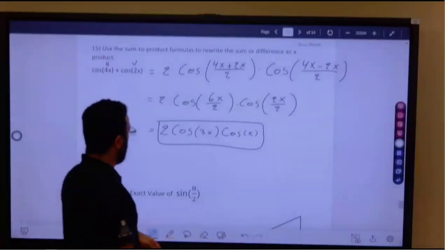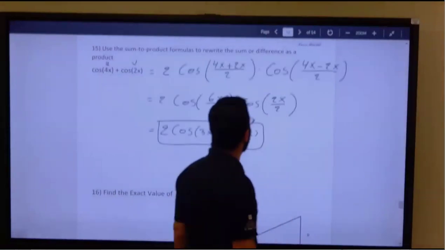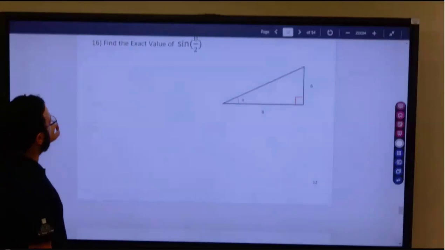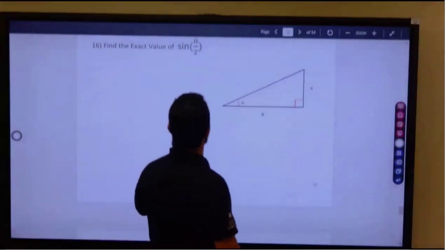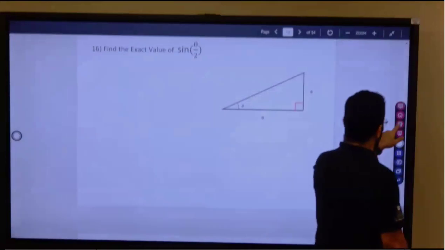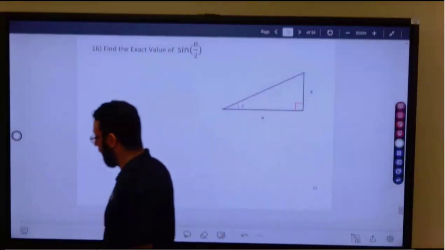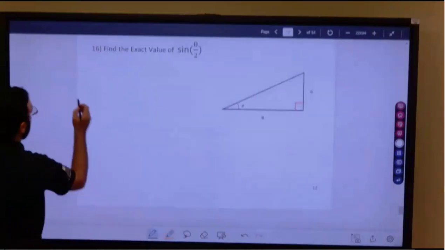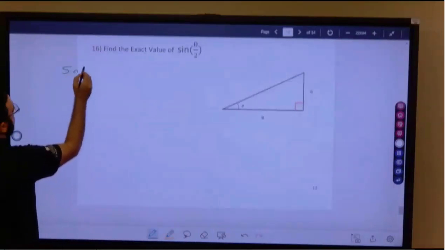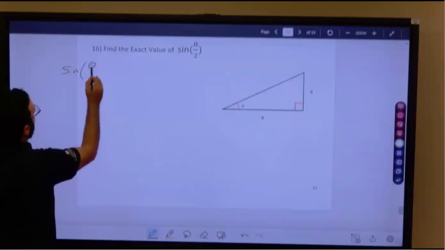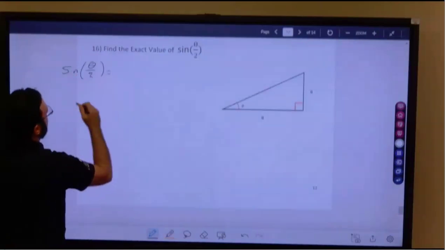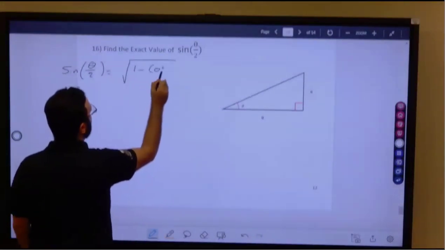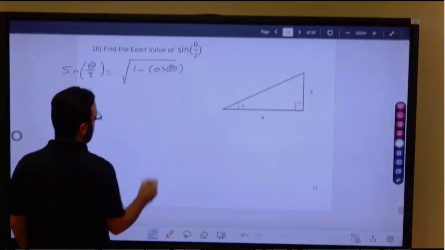Moving to the next example. Let's see how we're going to solve this one. It's telling you to find the exact value of sine theta over 2. Theta over 2 means the half angle formula, which says sine theta over 2 is going to be the square root of 1 minus cosine theta divided by 2.